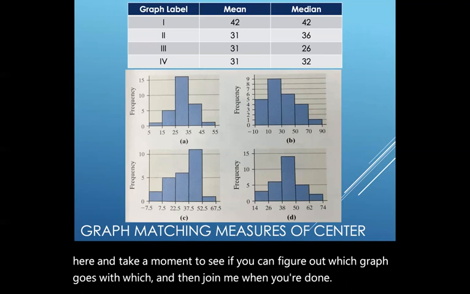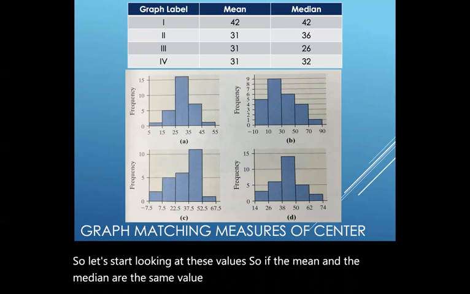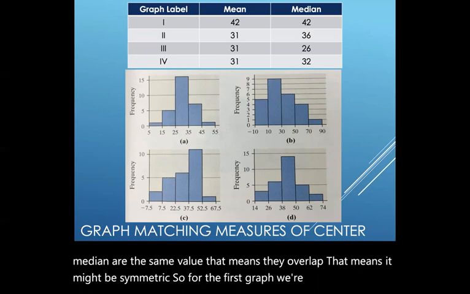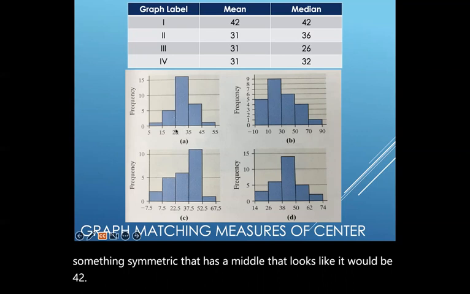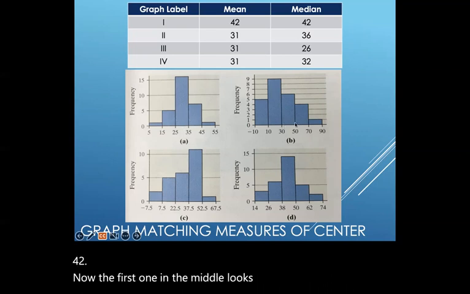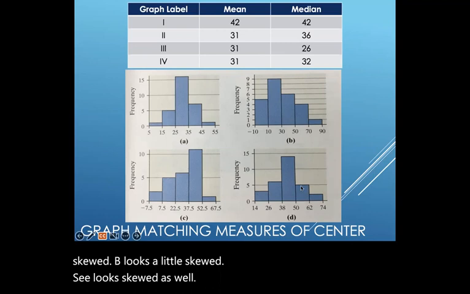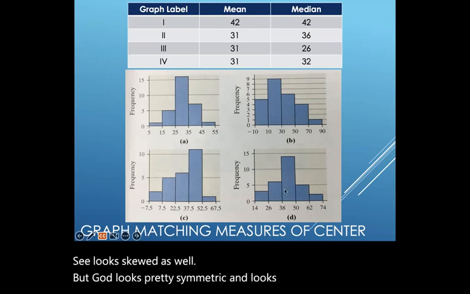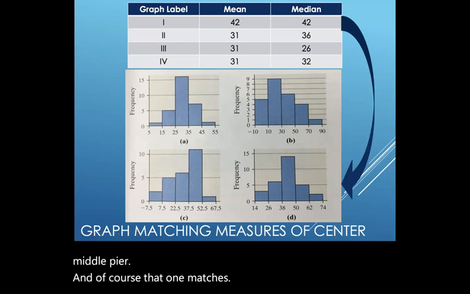Okay, welcome back. So let's start looking at these values. If the mean and the median are the same value, that means they overlap. That means it might be symmetric. So for the first graph, we're looking for something symmetric that has a middle that looks like it would be 42. Now, the first one, the middle looks too low. The next one looks skewed. B looks a little skewed. C looks skewed as well. But D looks pretty symmetric and looks like 40 would be in that middle area. And of course, that one matches. So let's try the next one.